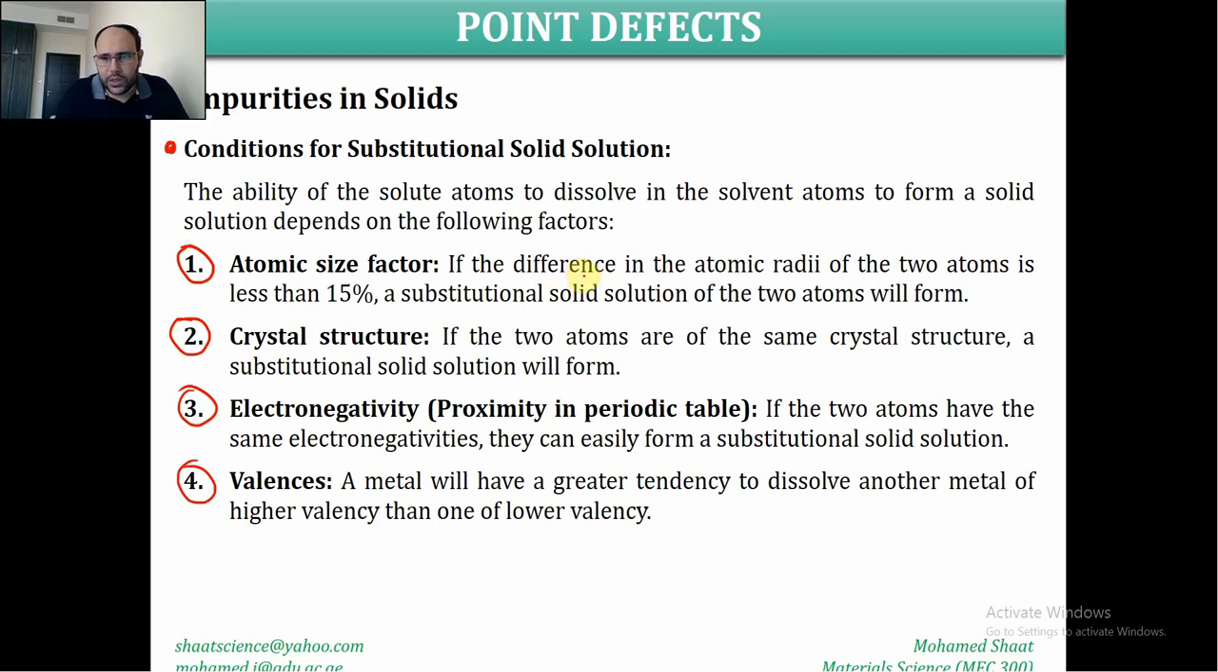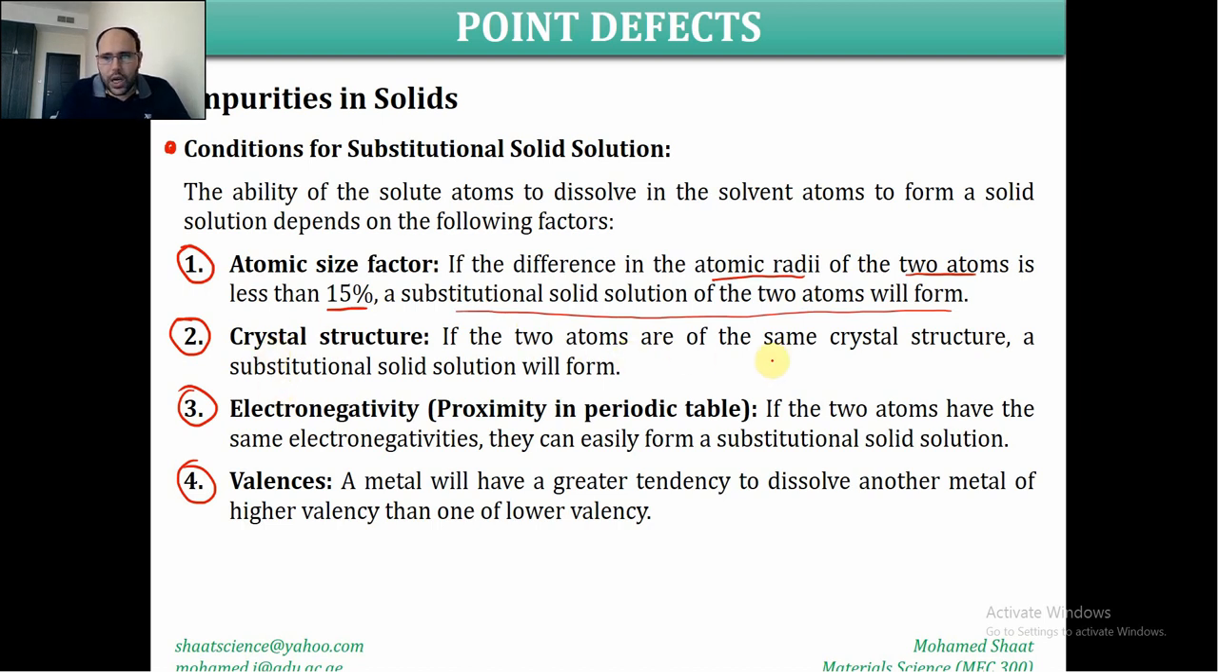So if the difference in the atomic radii or the atomic radius of the two atoms is less than 15%, a substitutional solid solution of the two atoms will form. So again, if the difference in the diameters or the radius of the two atoms is less than 15%, this indicates that a substitutional solid solution can take place.